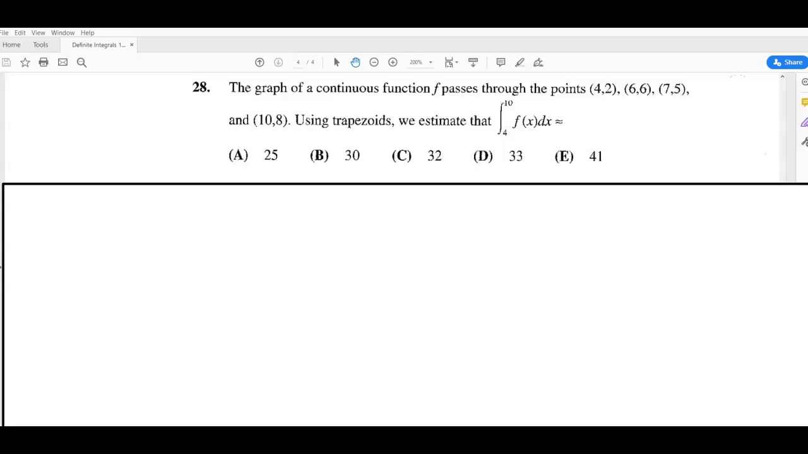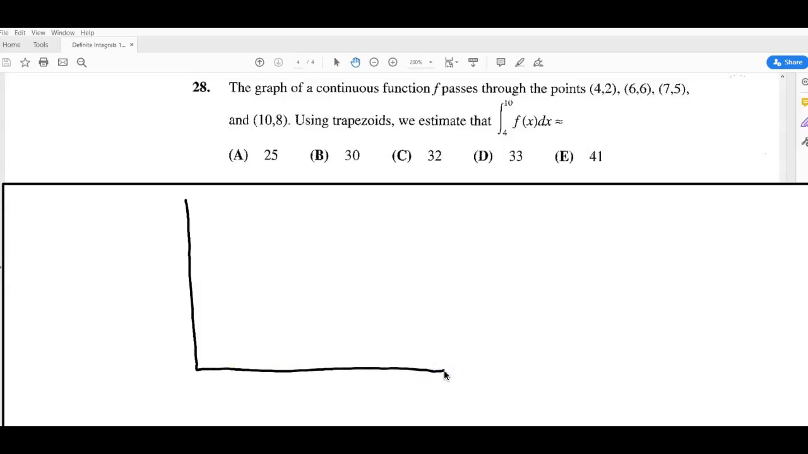All right, the graph of a continuous function f passes through those 4 points there. Using trapezoids, we can estimate what? All right, so let's begin. You can do this as a table or as a graph. It's kind of your call. I'm going to go ahead and do graphing myself.